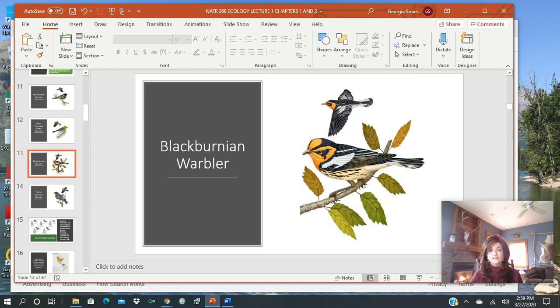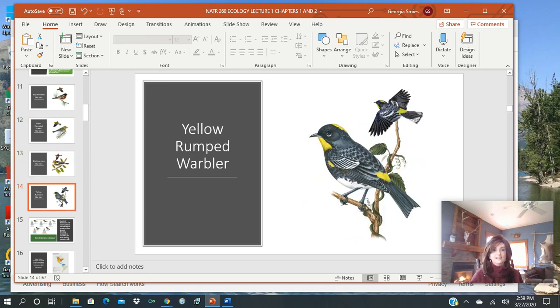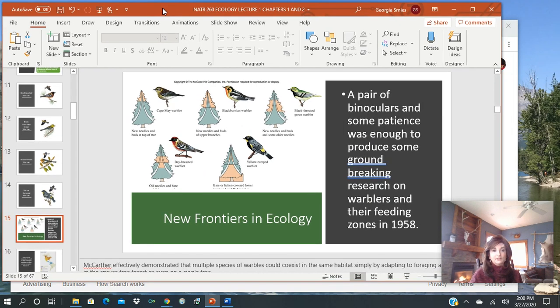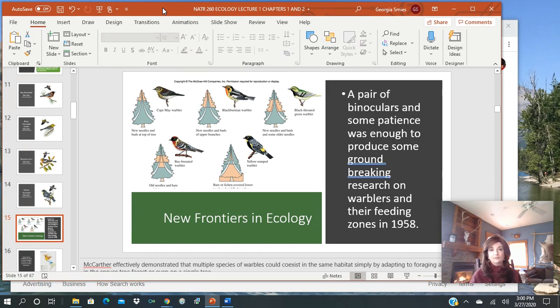The Blackburnian warbler, and then the yellow rumped. Now, his theory was, hey, there's no way these guys can all live in the same place, right? But what he found is they absolutely could. And if you are at a certain point in your academic career, you may look at this and go, well, duh, who wouldn't have known this? But back in the 50s, this was brand new information.